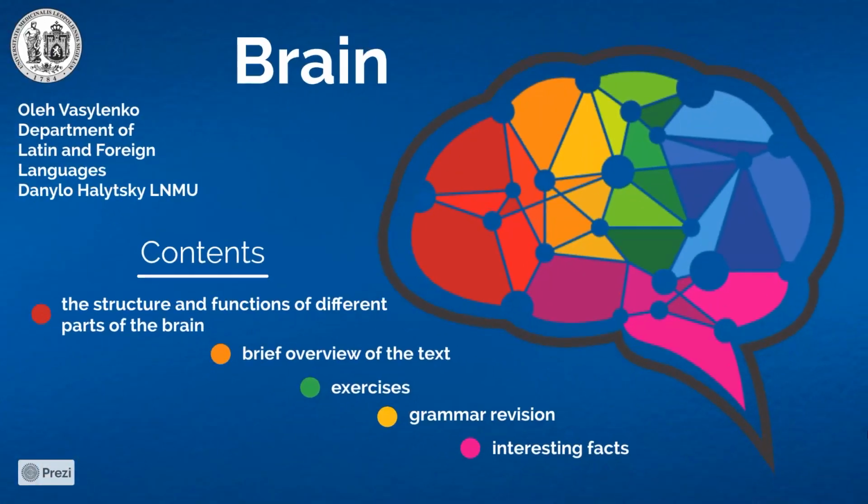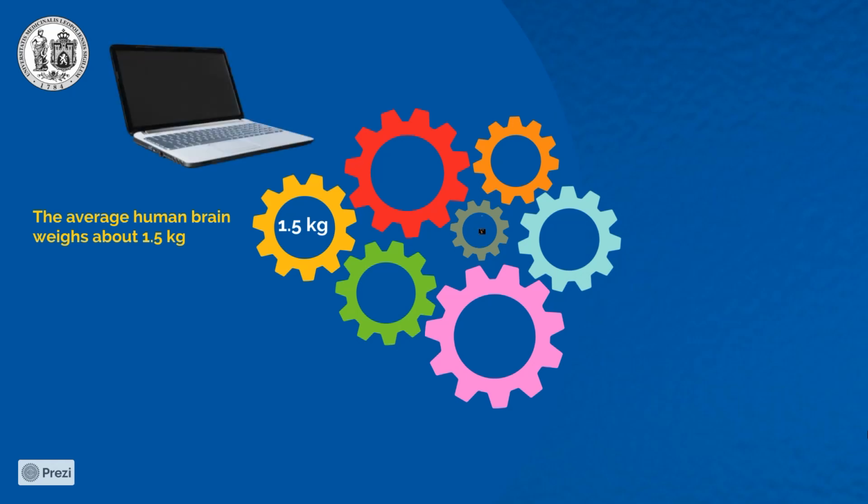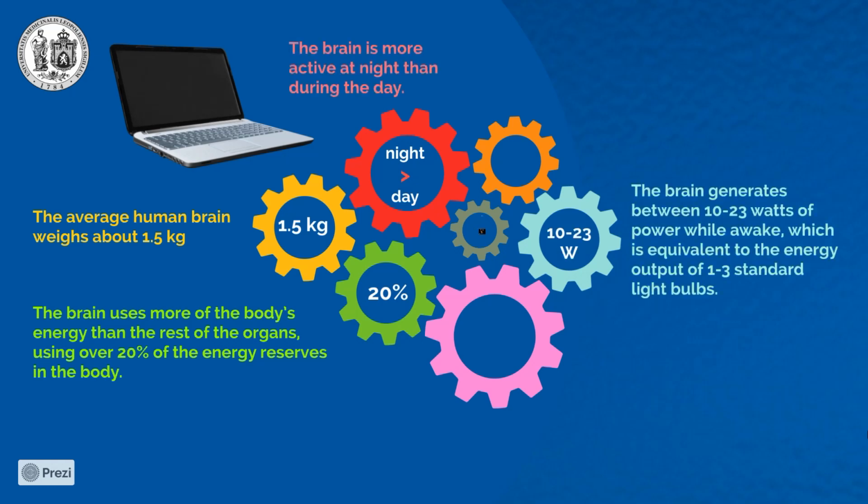If you still have some room for interesting facts about the brain, then let's move on. The average human brain weighs about 1.5 kilograms, which is equal to the weight of a laptop computer. The brain uses more of the body's energy than the rest of the organs, using over 20% of energy reserves in the body. The brain is more active at night than during the day. The brain generates between 10 to 23 watts of power while awake, which is equivalent to the energy output of 1 to 3 standard light bulbs.